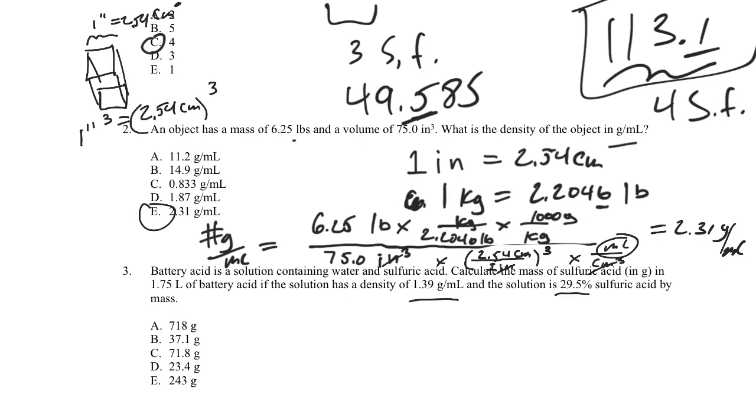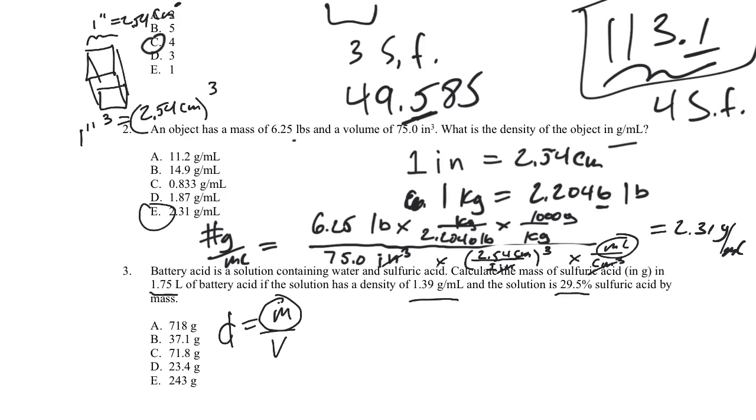Okay, so this is a problem-solving problem. You may look at this and say, okay, I've never seen anything like this before. This is really just one way of looking at density, the ratio of mass to volume. So we're given the density of the solution and then we're given the volume of the battery acid. So we can calculate the mass of our acid solution by just taking the density.